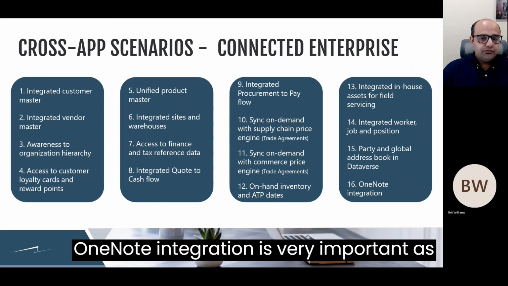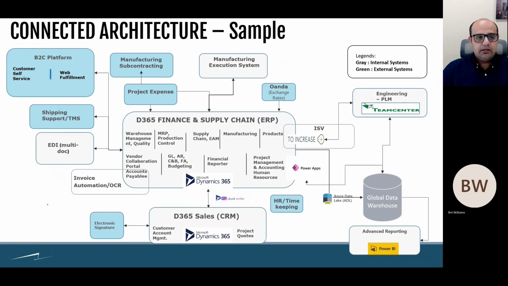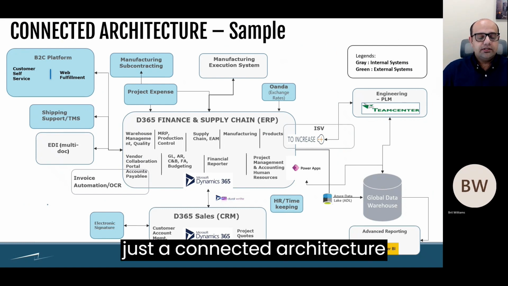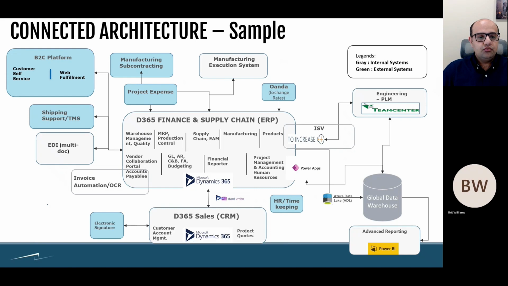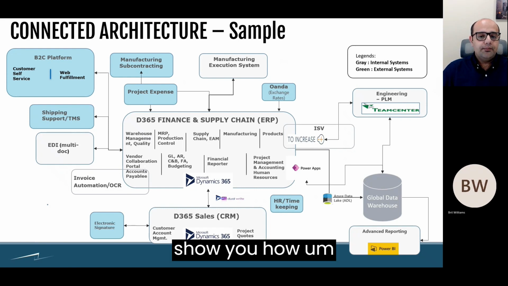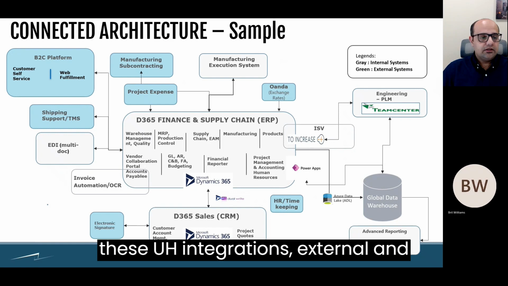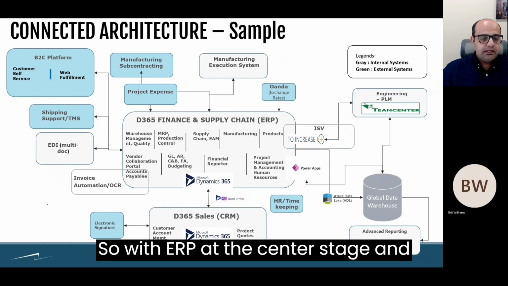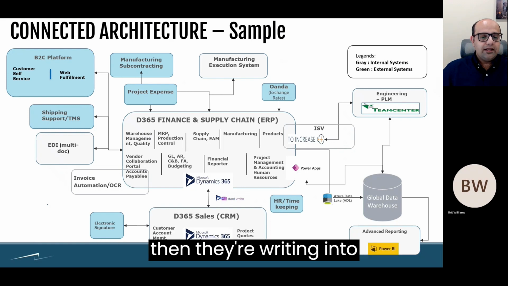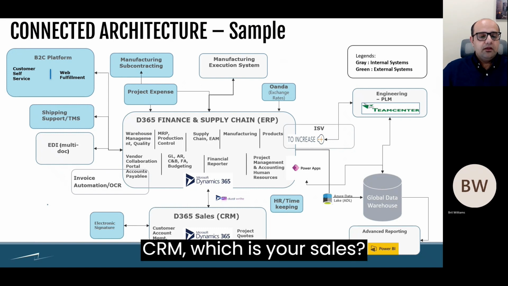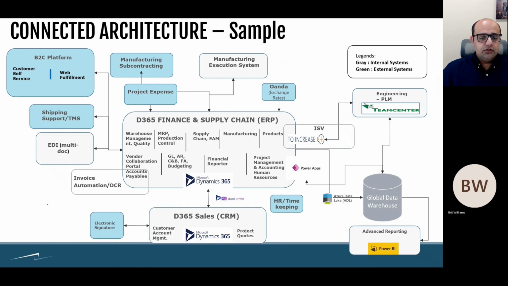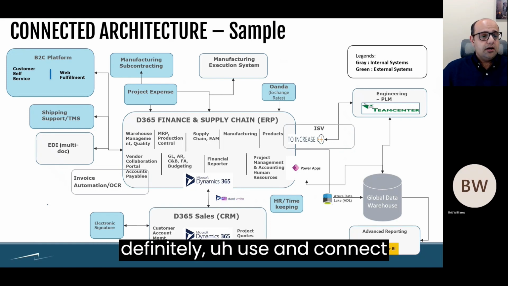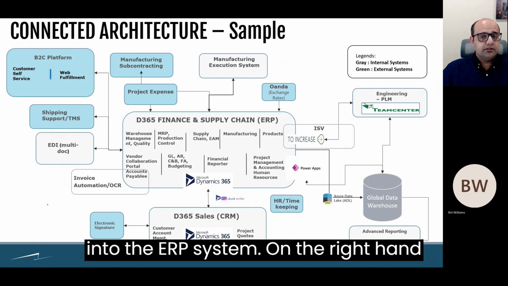OneNote integration is very important as well. This is just a connected architecture sample to show you how these integrations, external and internal, can work together. With ERP at center stage, writing back into CRM, which is your sales, using dual write. There are also some external integrations which you can definitely use and connect into the ERP system.